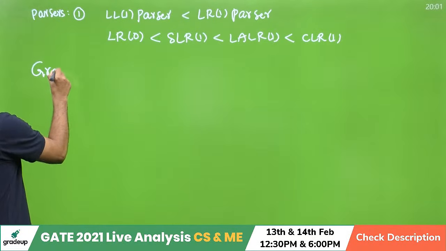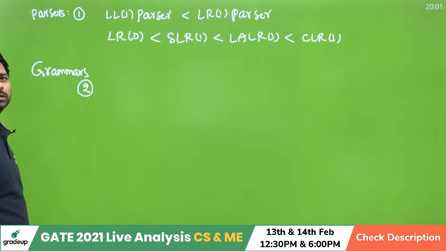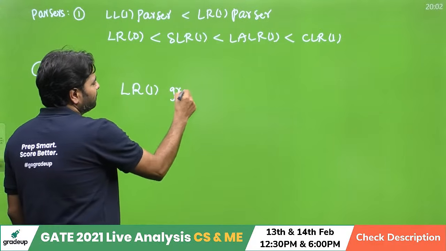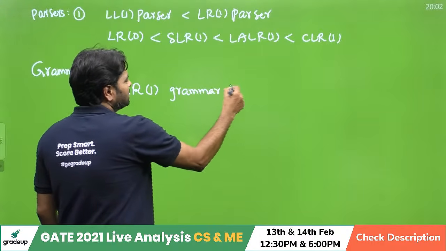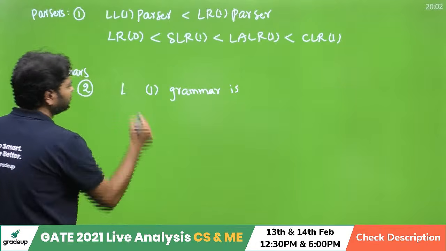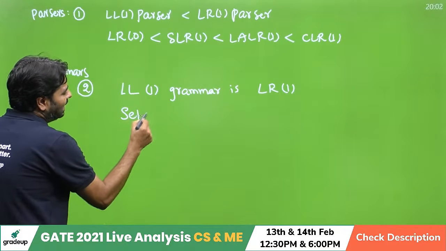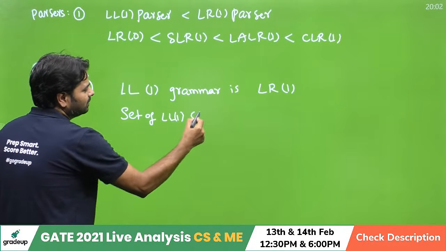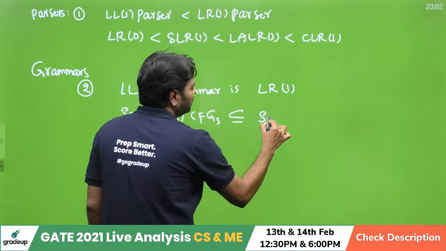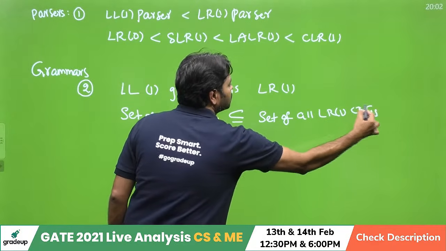Grammars. What is the relationship among the grammars? If you look at grammars, the set of all LR1 CFGs and the set of LL1 CFGs: LL1 is a proper subset of LR1, of course equality is not required. So this is the main relation between them.